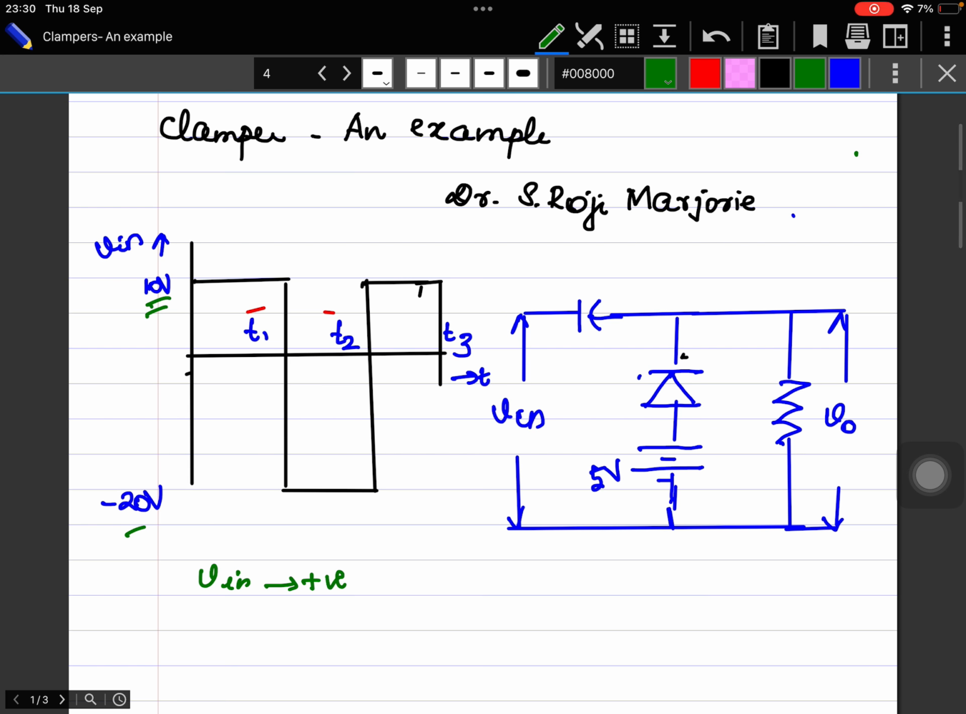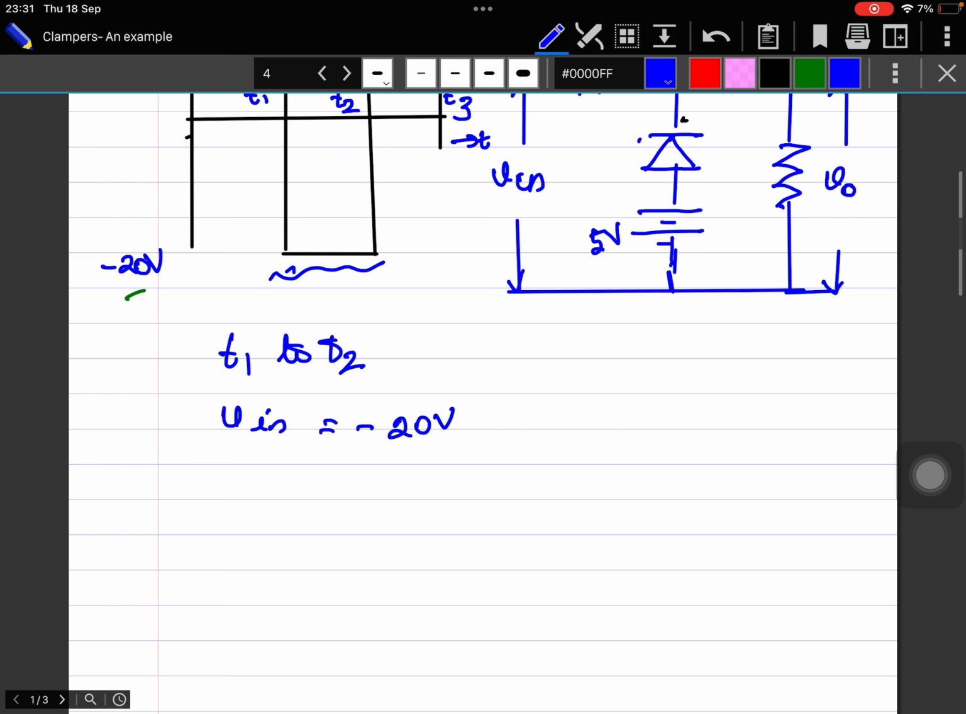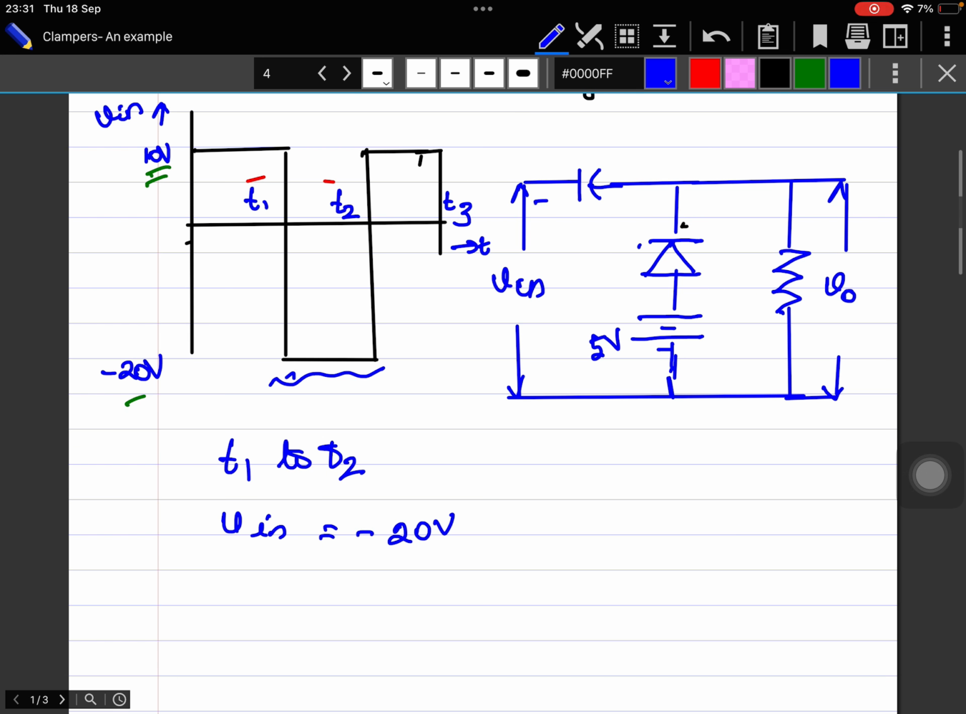Right? So here, to start the analysis, we'll assume that the operation is in the time interval T1 to T2. So when the operation is between T1 to T2, what is the input wave? Input wave is at minus 20 volts. So Vin is equal to minus 20 volts. So it will be a minus here, a plus here, and Vin will be 20 volts.